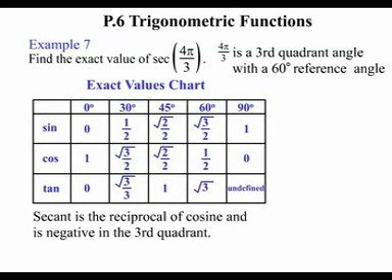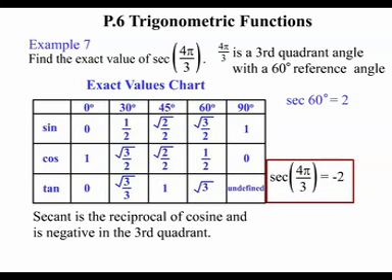Bringing the chart back in, here we get secant. Secant is a reciprocal of cosine. And we find the secant of 60 degrees, or the cosine of 60 degrees is 1/2. So the secant will be the reciprocal of that. And also it is negative in the third quadrant. So secant of 60 is equal to 2, but secant of 4 pi over 3 is equal to negative 2 because it is in the third quadrant.